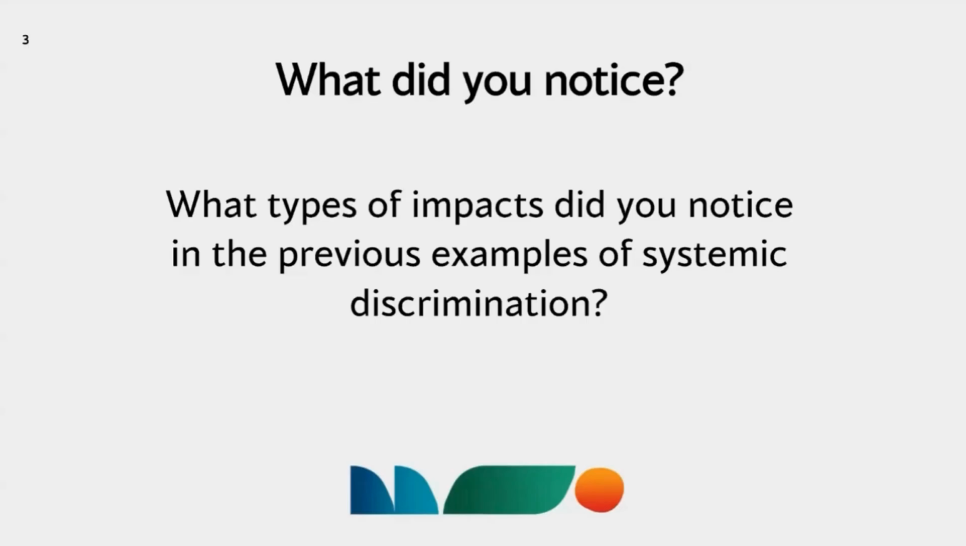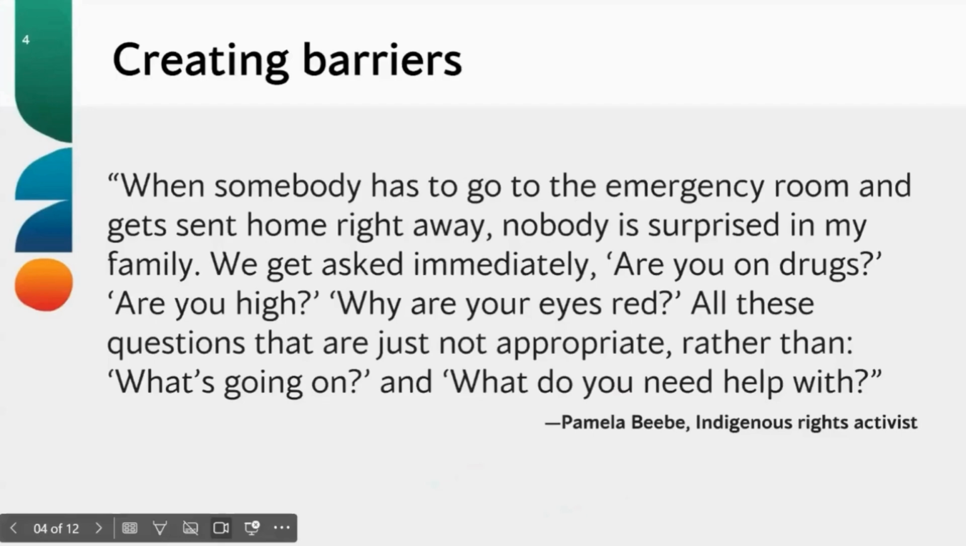Okay, let's look at the first type of impact. One type of impact is creating barriers. Barriers that limit or prevent the participation of specific groups or groups of people based on their identity. This example is from Pamela Beebe, an Indigenous rights activist. She recounts her experience with barriers to accessing healthcare. Here's what Pamela had to say.